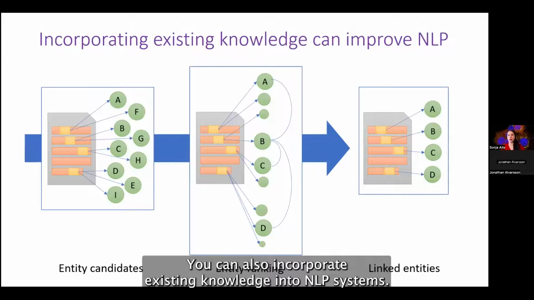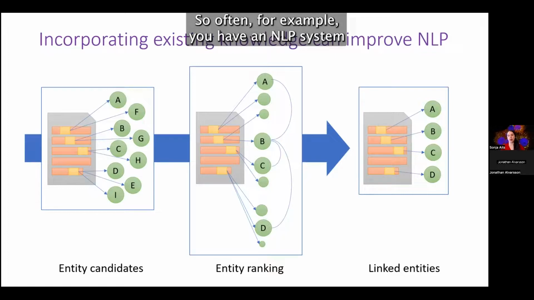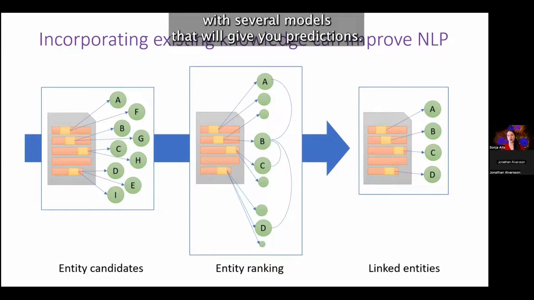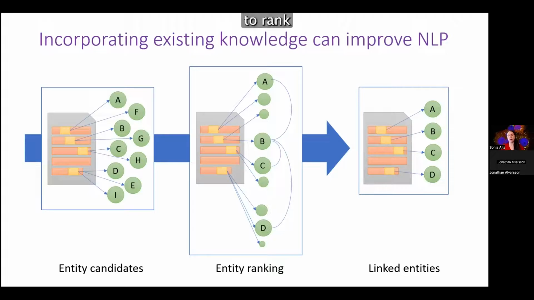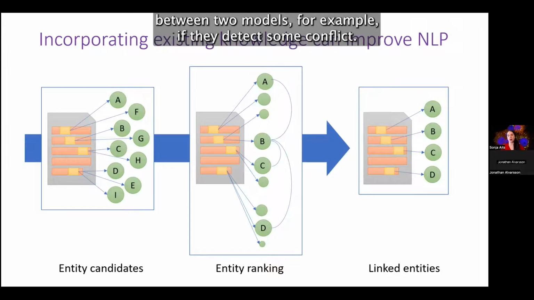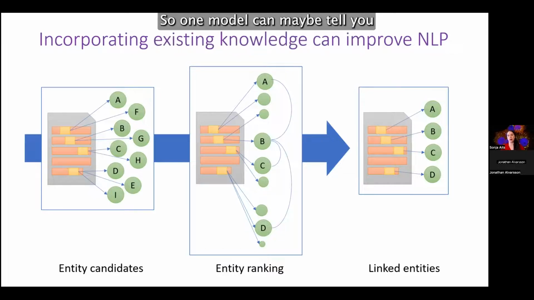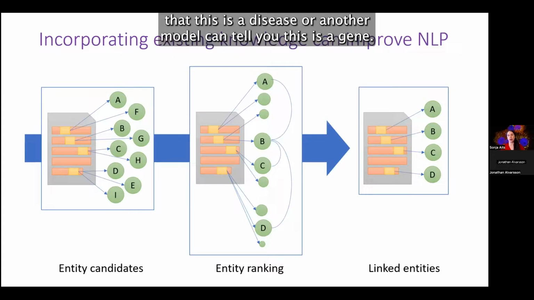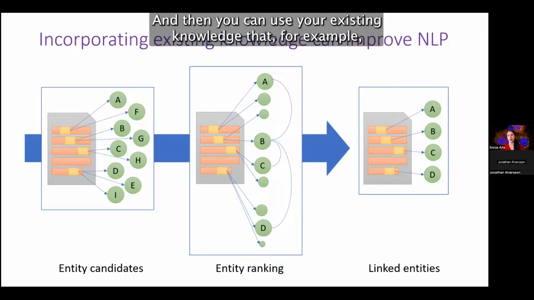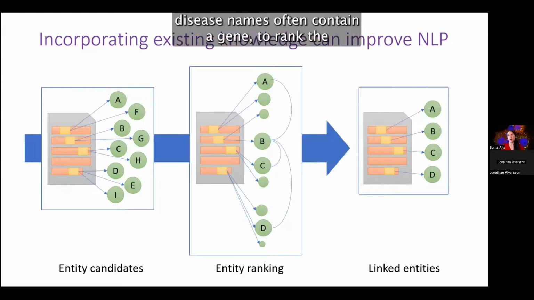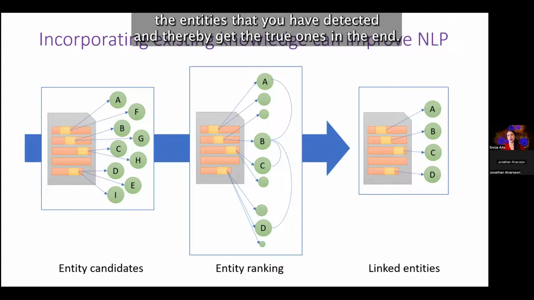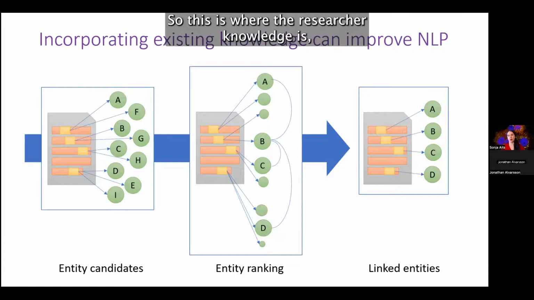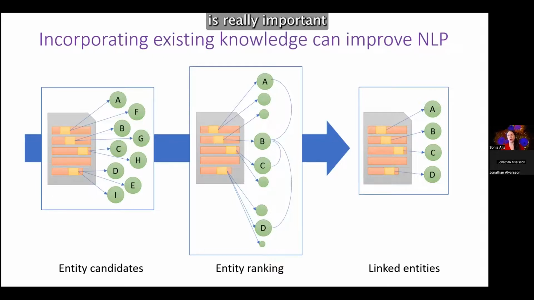You can also incorporate existing knowledge into NLP systems. Often you have an NLP system with several models that will give you predictions, but then it's hard to rank between two models if they detect a conflict. One model can tell you that this is a disease, and another model can tell you this is a gene. Then you can use your existing knowledge, for example, that disease names often contain a gene, to rank the entities that you have detected and thereby get the true ones in the end. So this is where the researcher knowledge is really important.